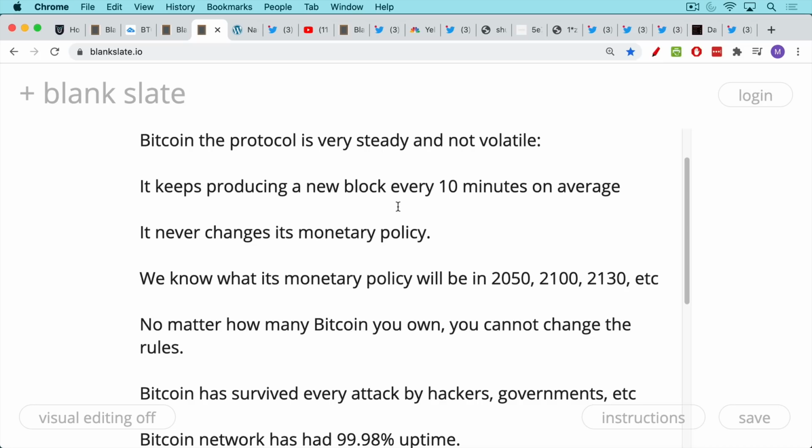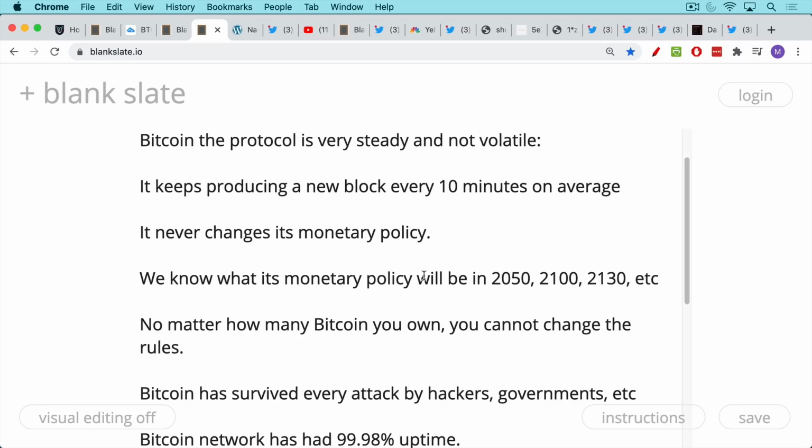What's very volatile is 12 people sitting in a room, 12 central bankers, getting to decide everyone's future. And you can be sure that they're not making these decisions with the common person in mind. Whereas Bitcoin is radically transparent. And also, even if you are a whale, no matter how many Bitcoin you own, you cannot change the rules. You cannot change the software.